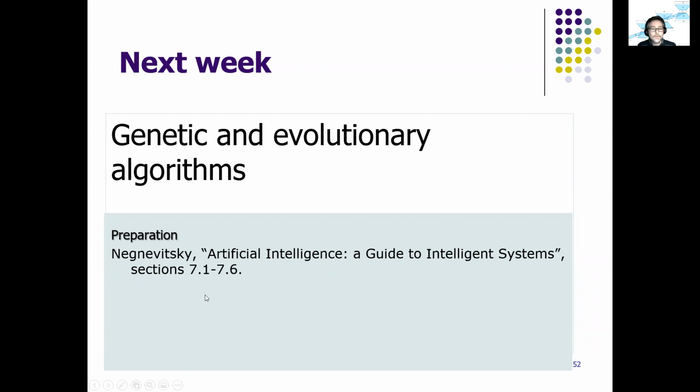Next week, I'm going to continue with a different topic, genetic and evolutionary algorithms. And you can have a look at chapters 7.1 up to 7.6 from the textbook if you want to prepare for this lecture. I'm going to start with genetic and evolutionary algorithms in general, and also in another lecture later, I'm going to explain how these ideas have been used to train neural networks. This kind of global optimization, global search algorithms can be used to train and optimize neural architectures.